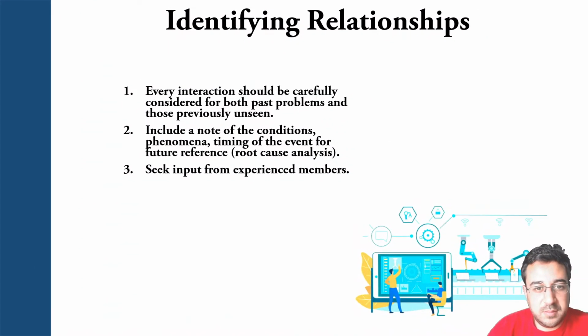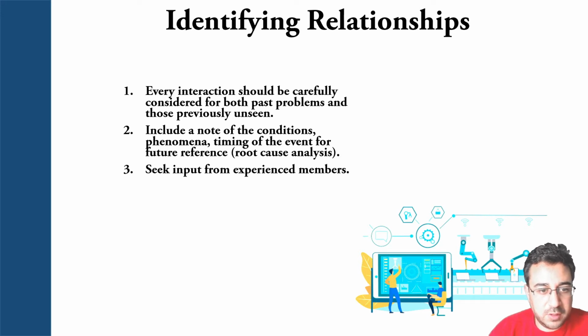You have a system or an assembly that is a part of a bigger system or a bigger assembly. In this case, it is important to identify the relationships between the systems and their internal assemblies and the surrounding assemblies and the environment that they're operating in. So every interaction should be carefully considered for past problems and previously unseen phenomena.